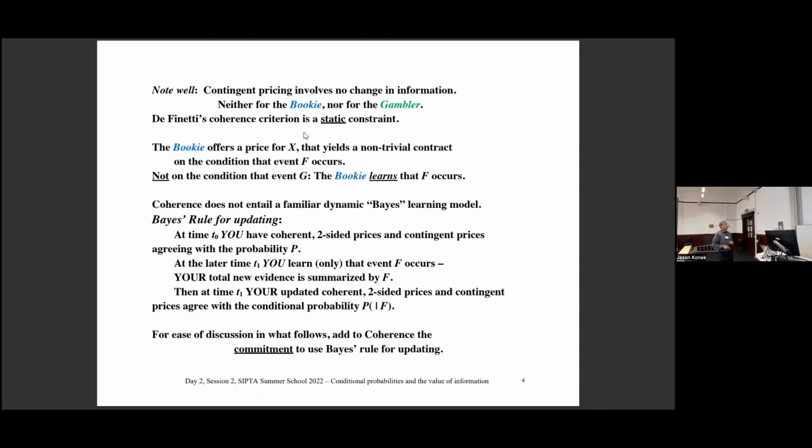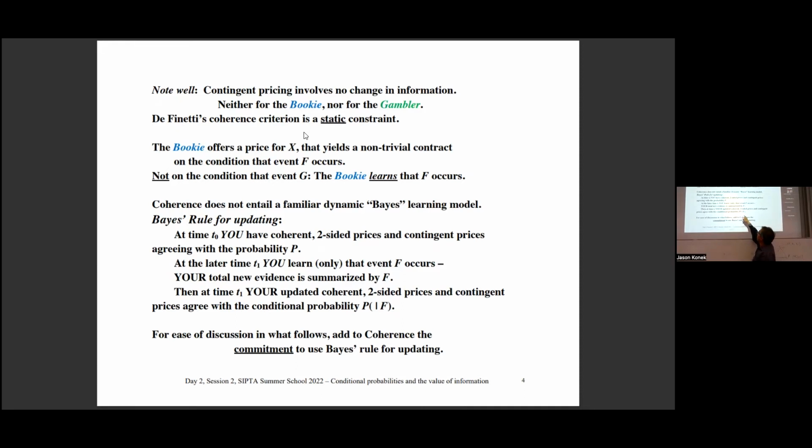The reason I pound the table on this is because the Bayes rule of learning reads typically as follows. At time t0, you have coherent two-sided prices and contingent prices agreeing with the probability P. At a later time, you learn that the event F occurs. How should you change your pricing dynamically between t0 and t1 when you learn F? The usual formulation is you should work with the initial probability and use the conditional expectations. That is not required by de Finetti because de Finetti is static. At the later time, I could treat myself as a completely different agent and start with a completely different set of prices. There's nothing across time.